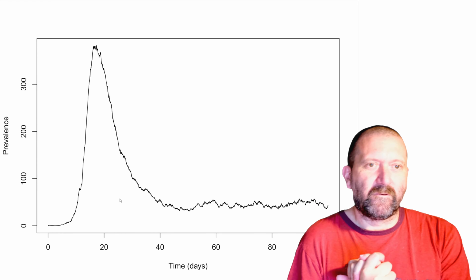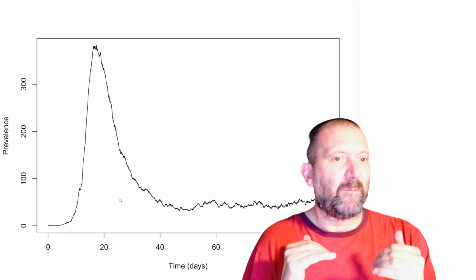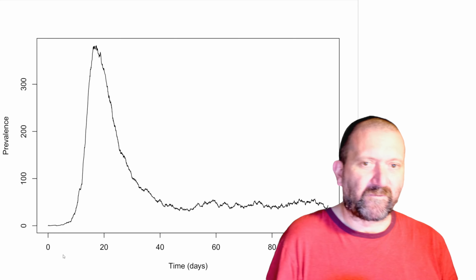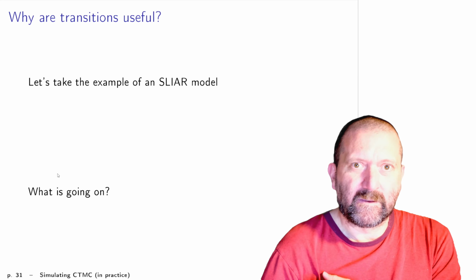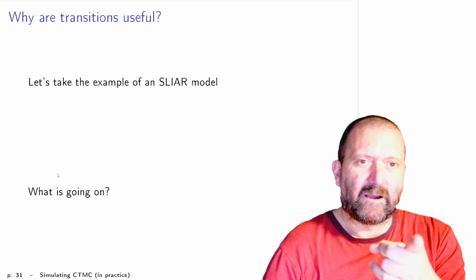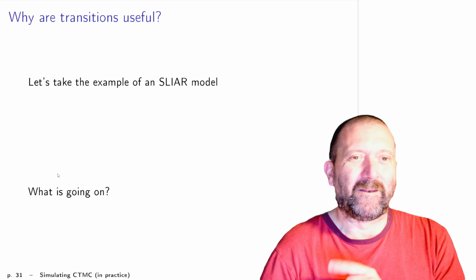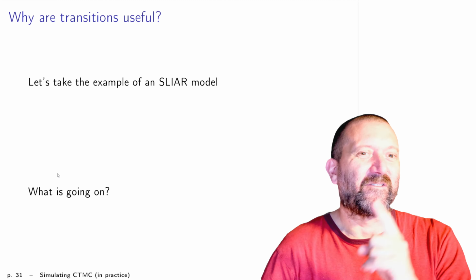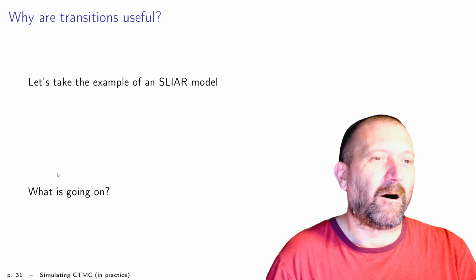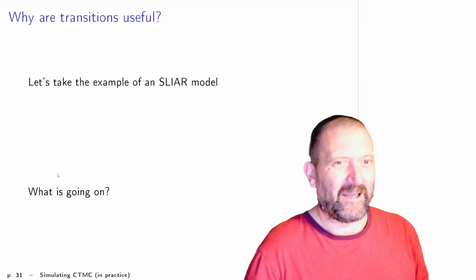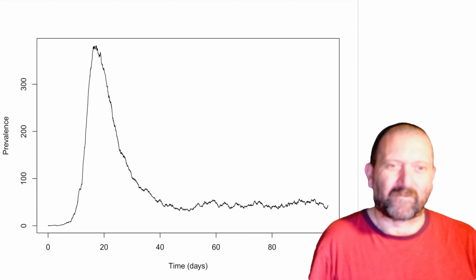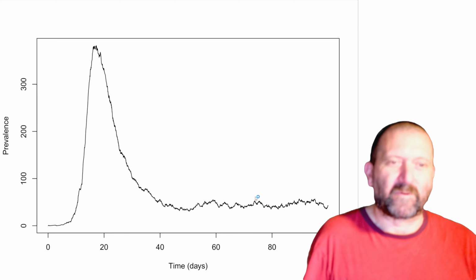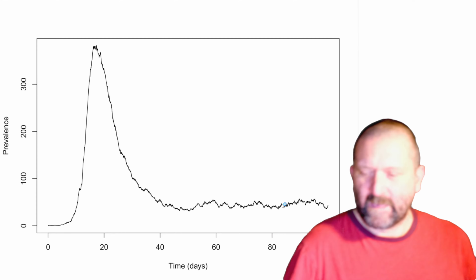So here I'm showing you the total prevalence, the sum of I and A through time, when I'm running this model. Okay, this is the wrong... I should edit, it's an SLIARS. It goes back to S, which makes it an endemic model. So here I have an endemic equilibrium.